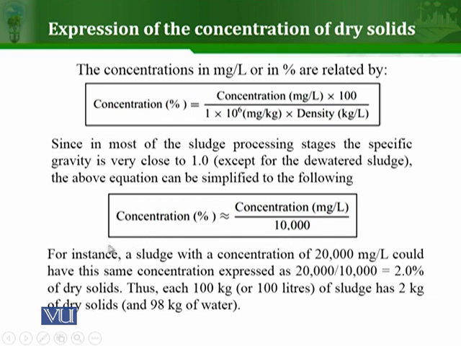So for example, a sludge with a concentration of 20,000 mg per liter, जो कि हम concentration की बात कर रहे हैं mg per liter, could have the same concentration expressed as 20,000 divided by 10,000 is equal to 2%. So you can see here कि अगर कोई ऐसा sludge है जिसमें जो solid waste है उसकी concentration 20,000 mg per liter है, तो उसको हम 2% of dry solids के लिहाज से भी represent कर सकते हैं. Thus each 100 kg or 100 liters of sludge has 2 kilograms of dry solids and therefore 98 kilograms of water. This was about the concentration of dry solids and how we can relate it from mg per liter to the percentage values. I will see you in next lessons.